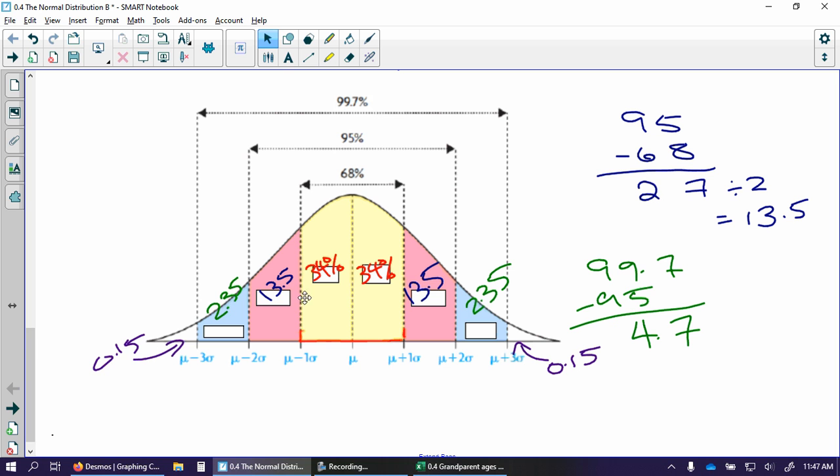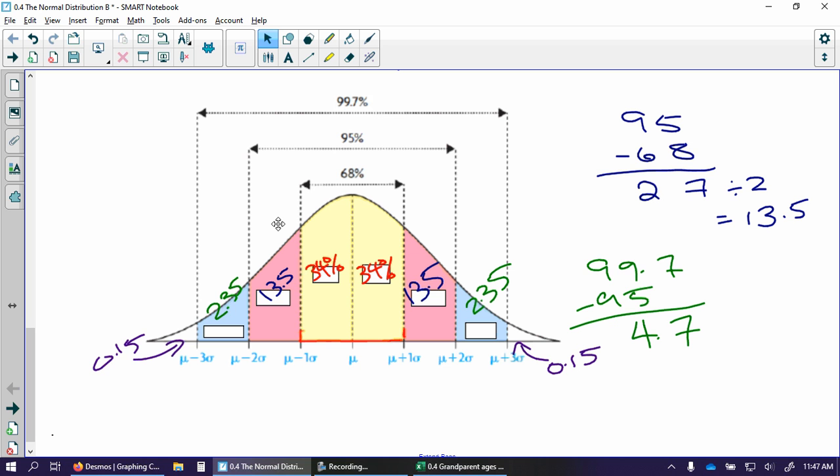We also need to remember that half of 68 is 34. Then when we go to the extra bits for two standard deviations between 1 and 2, 95 minus 68 is 27, half of which is on the high side, half of which is on the low side, 13.5, 13.5, and then we have that extra little bit at the end. So those numbers are going to come in really handy.